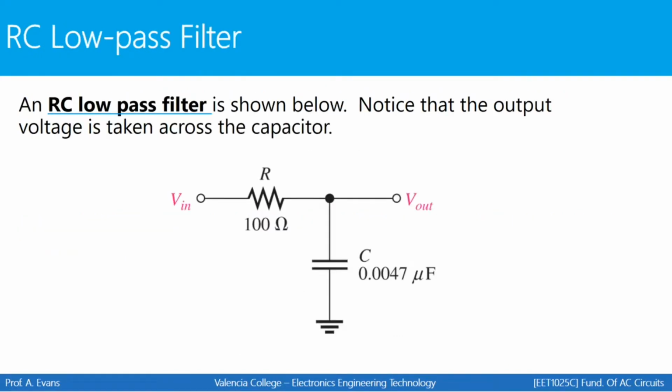An RC low-pass filter is shown below. Notice it's just a resistor in series with a capacitor. The voltage is measured across the capacitor. When you're measuring the voltage across the capacitor, your output voltage, this becomes a low-pass filter.